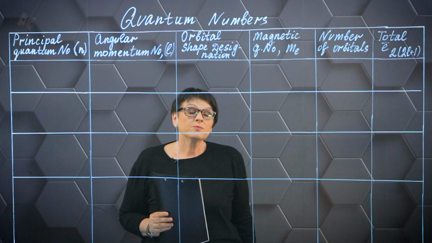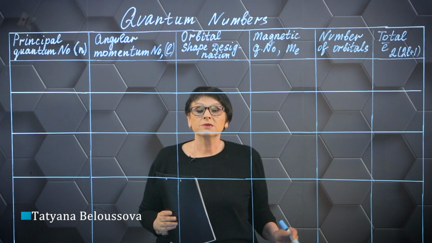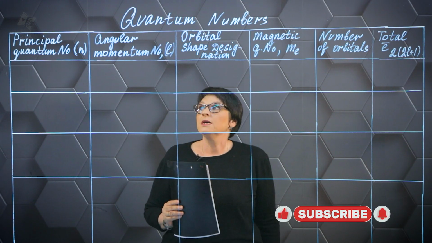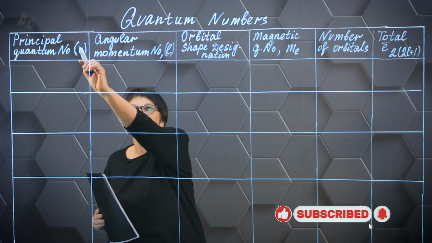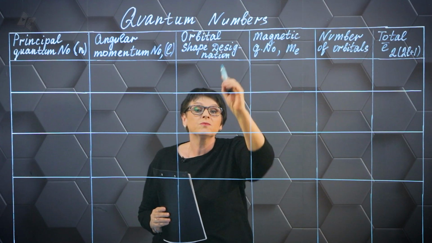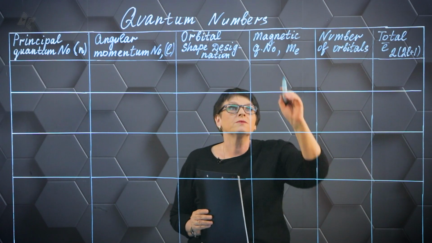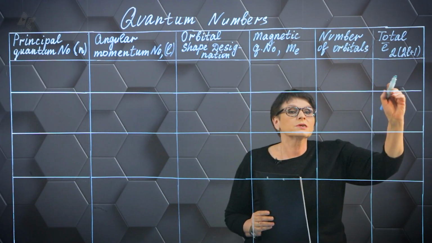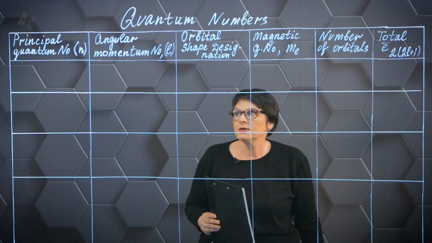Hello, today we continue to study quantum numbers, and we will show the relationship of these numbers in describing electrons in an atom. Here you can see in the table the quantum numbers: the main quantum number, the orbital quantum number, which describes what level and sublevel there will be for electrons, and the magnetic quantum number, the number of orbitals, and how many electrons will be on each orbital. So, let's start with the first energy level.